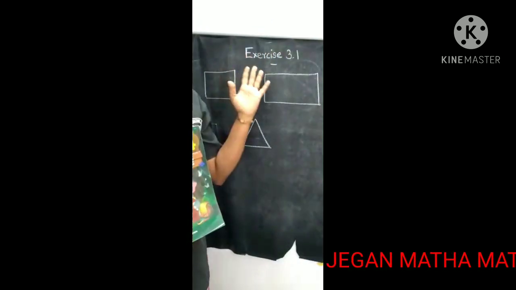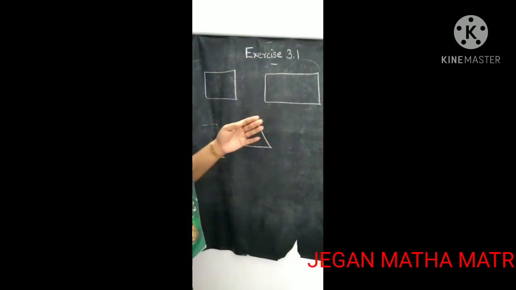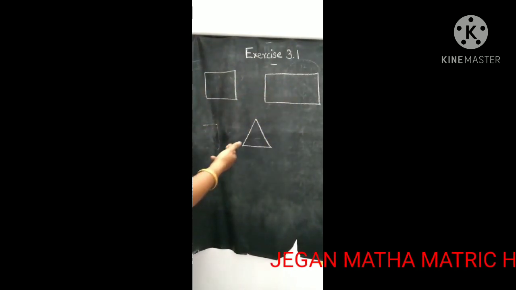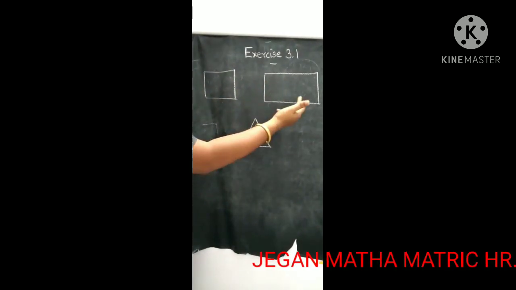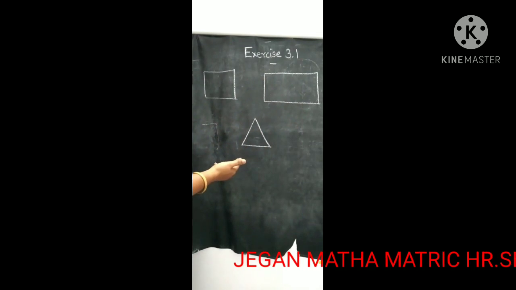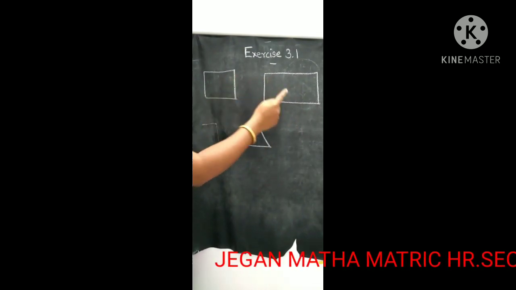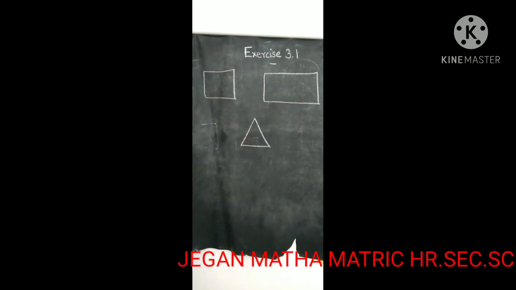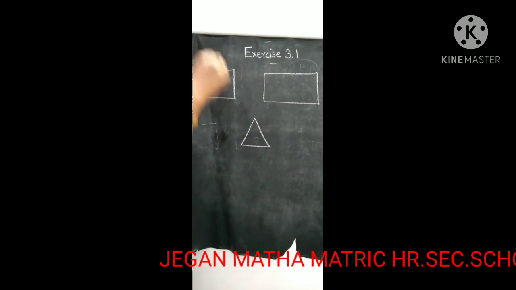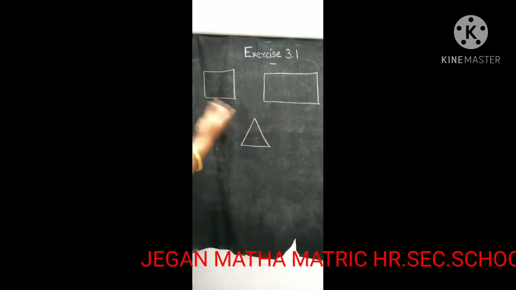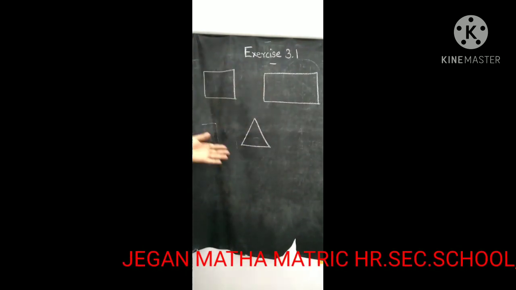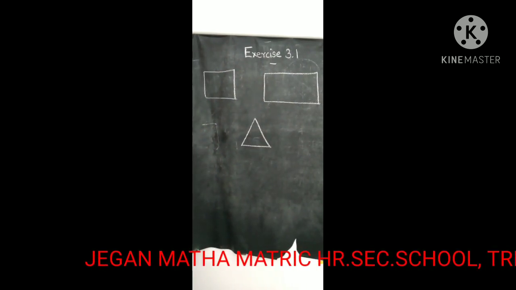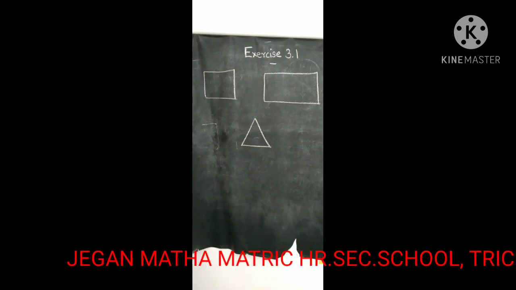Now exercise number 3.1. Let's see some shapes: the square, rectangle, triangle. The shapes are given. Now you are going to draw the symmetrical lines of the given shapes. Okay, so first, square. How many symmetrical lines can you draw?